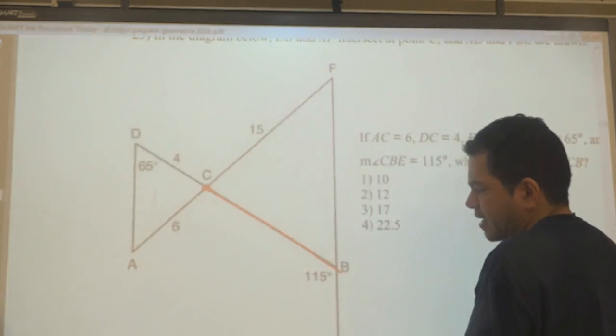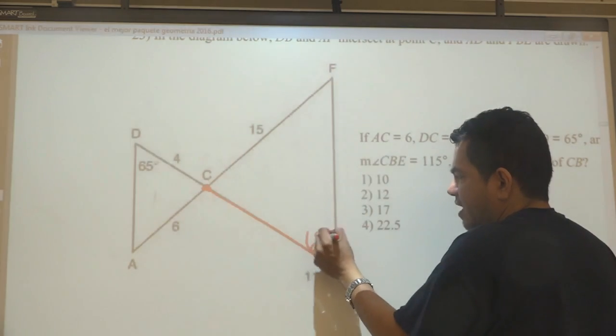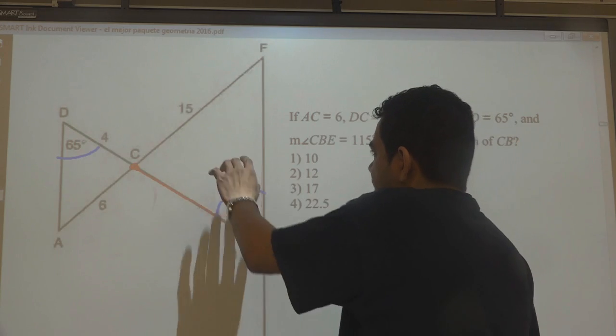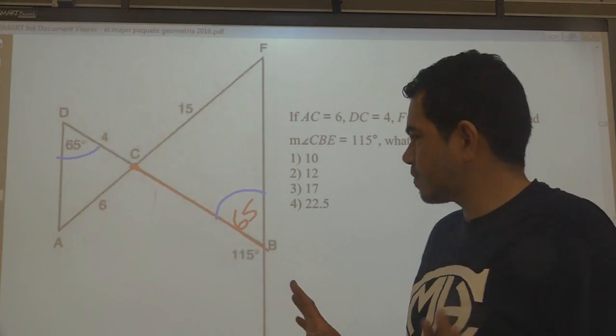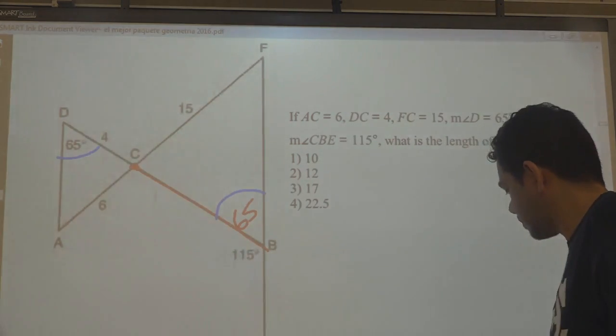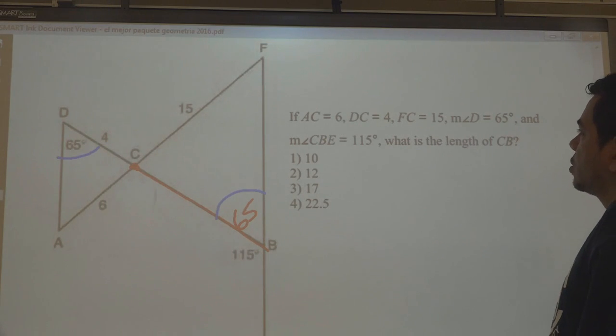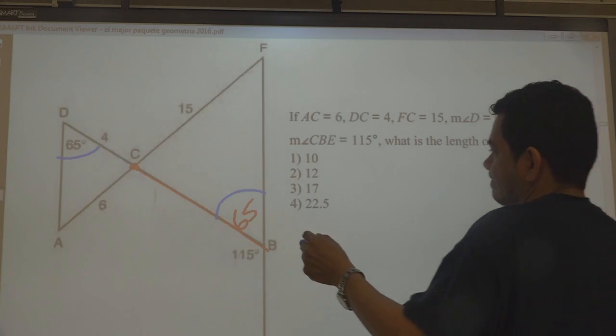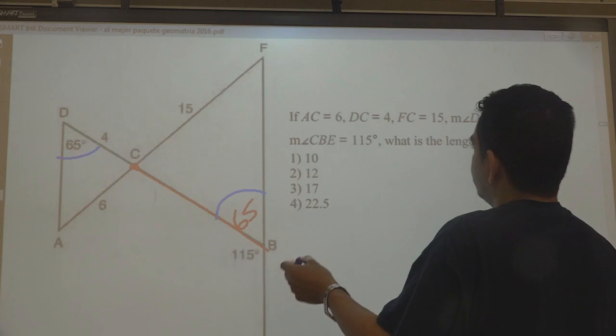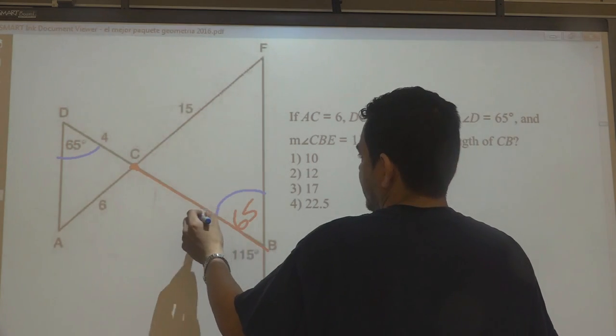This is a linear pair. So if this is 115, this automatically becomes 65. I'm going to use my knowledge of similar triangles. Okay? So they want the length of, they want this length, BC.